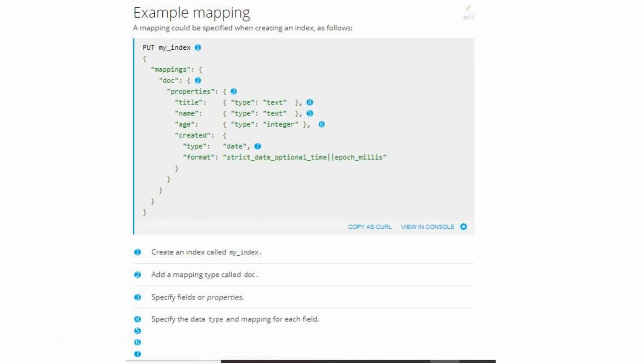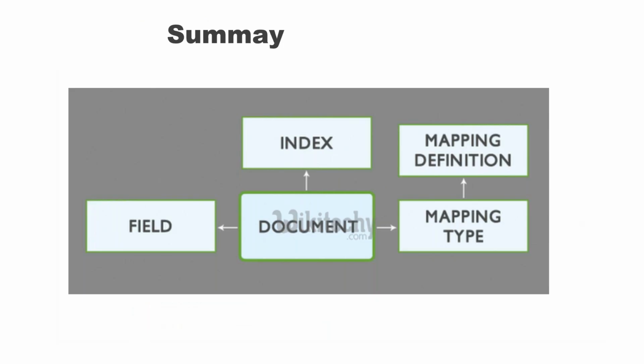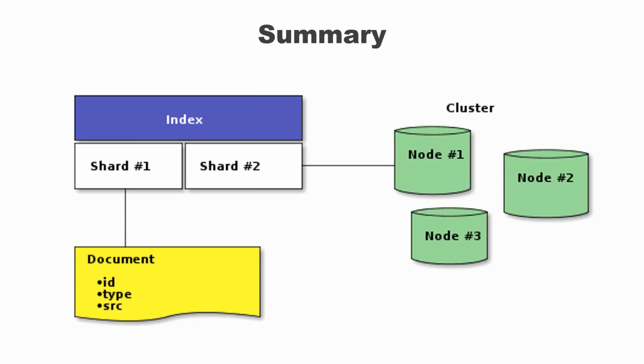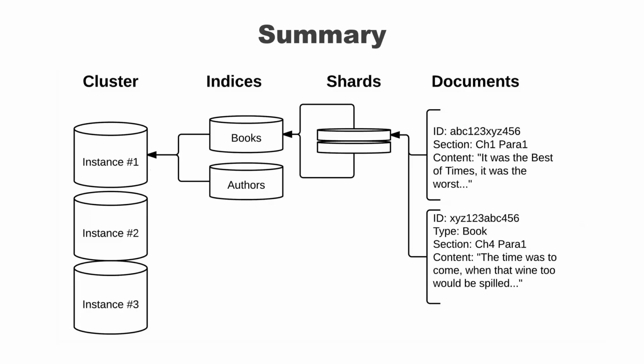So let's have some things here. Look at this. In Elasticsearch, we talk about the index, the type, the document, the field and the mapping. If you want to correlate, I have done it already. Summary: an index can be converted to 2 shards, and each shard will be stored in a different node, and in the shards we have documents, by ID and type, and in a cluster you may have multiple nodes, node 1, node 2, node 3, and that is how it is being done.